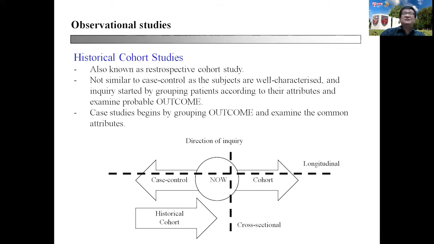Historical cohort is actually a similar type of cohort study whereby you group individuals of the same features. The only difference is that you are looking back in time. It is also known as a retrospective cohort study. However, it is very much dependent on high quality data. And case studies typically begin by grouping outcomes and examining the common attributes. And of course, to make it work, data quality is again a very, very important quality here. Something that is unforeseeable when we first start any other study.